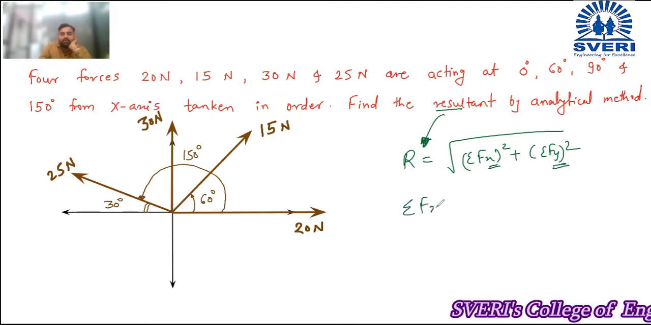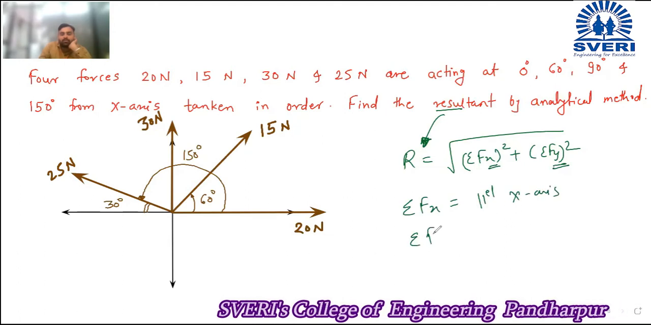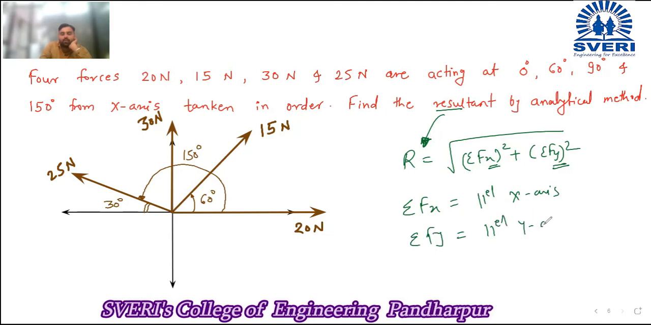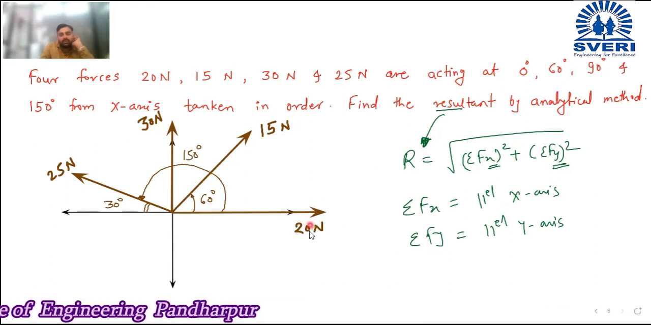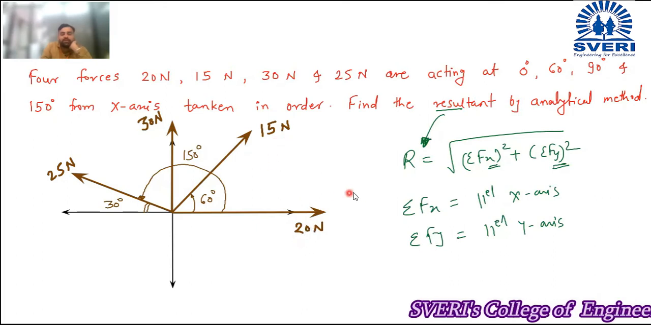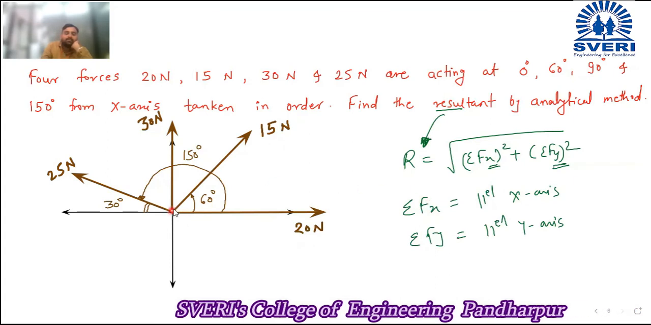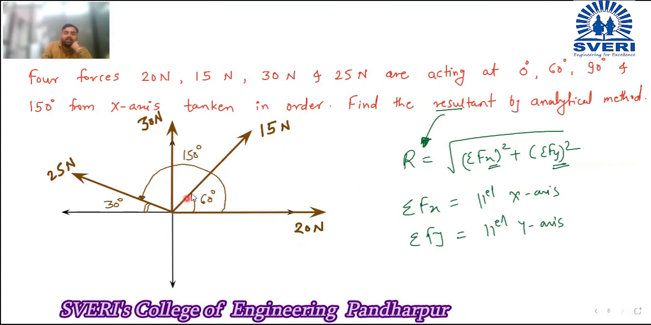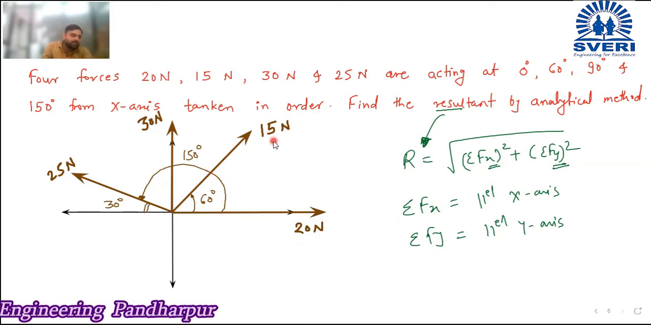Summation Fx means the sum of the forces parallel to the x-axis. Summation Fy means the sum of the forces parallel to the y-axis. Now look at the diagram. This 20 Newton force is parallel to the x-axis, it is a horizontal force, so there is no need to resolve this force. We will consider it in summation Fx because it is horizontal, parallel to x. Then the 15 Newton force is an inclined force. It is neither parallel to the x-axis nor parallel to the y-axis.